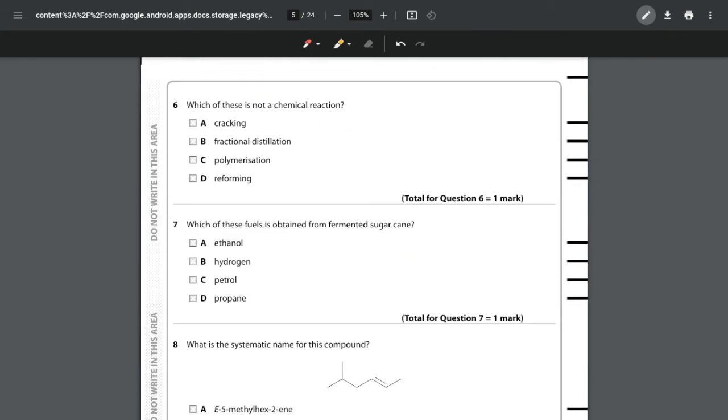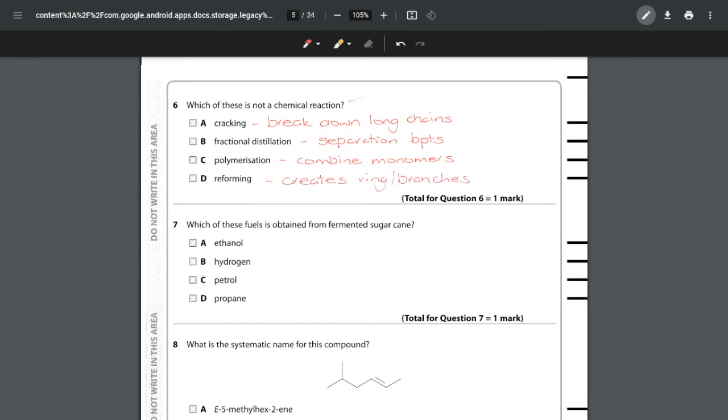For question 6, which of these is not a chemical reaction? Well, we have to look to see what each of them do. So cracking, its purpose is to break down long chains. So we are breaking bonds and making it into smaller molecules. Fractional distillation is a separation using boiling points. Polymerization is used to combine monomers. And reforming creates a ring structure or creates branches.